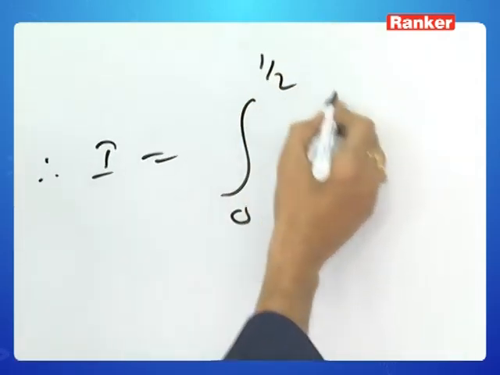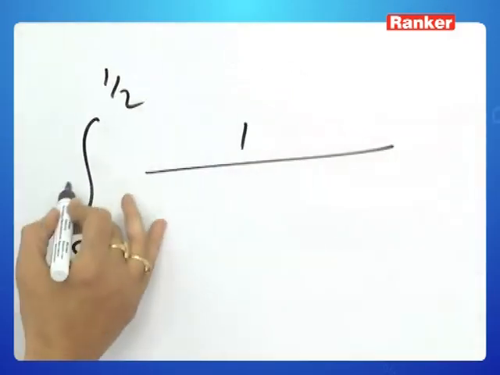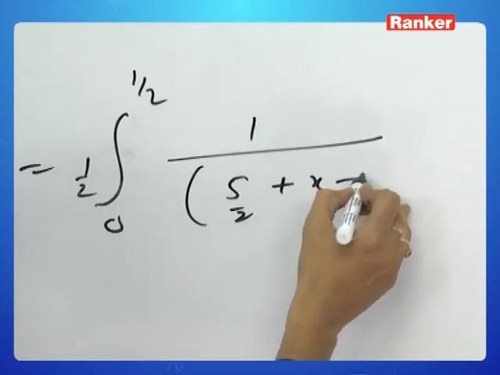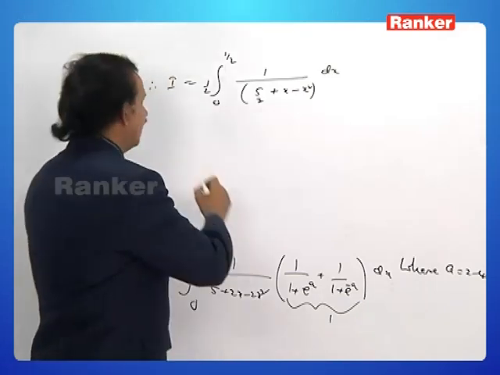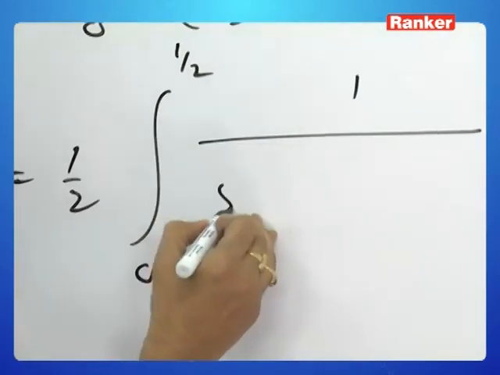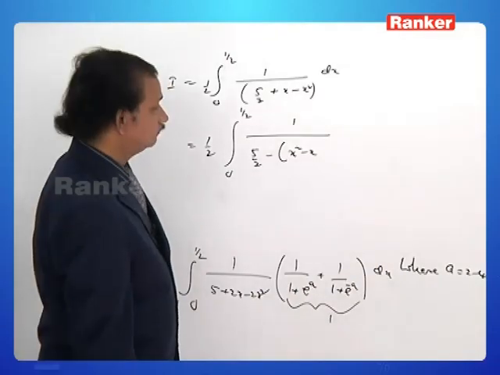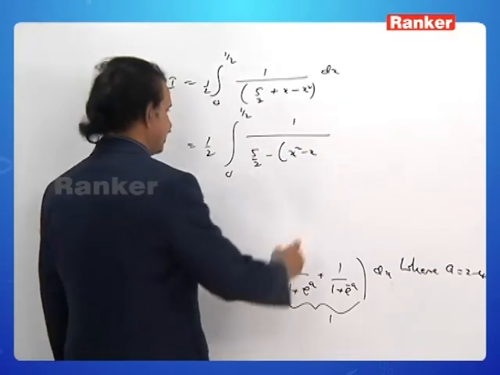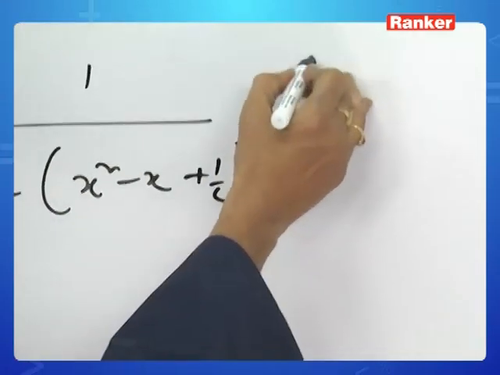integral 0 to half 1 by 5 plus 2x minus 2x square is there. I am pulling 2 out. What is going to happen? 5 by 2 plus x minus x square dx. Again, this is half into integral 0 to half 1 by 5 by 2 minus of x square minus x. To make this a perfect square, what quantity is supposed to be added? Plus 1 by 4, isn't it? Plus 1 by 4 and again plus 1 by 4 dx.